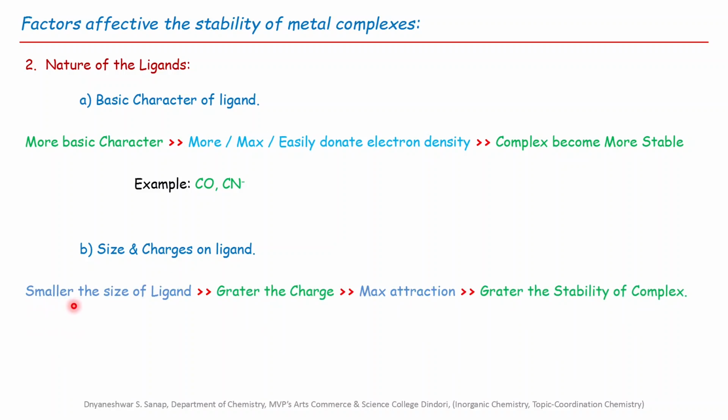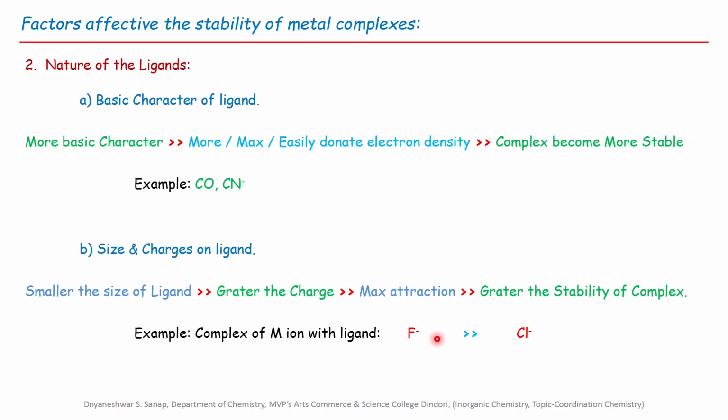Basically, the smaller the size of the ligand, the greater the charge accumulated on the ligand. At that time the maximum attraction between the ligand and metal takes place, and therefore the stability of the complex increases. That means a smaller size ligand forms more stable complexes than a larger size ligand. The example of this type is a metal ion complex with ligands like fluoro and chloro. Here fluorine has a negative charge, similarly chlorine also has a negative charge.